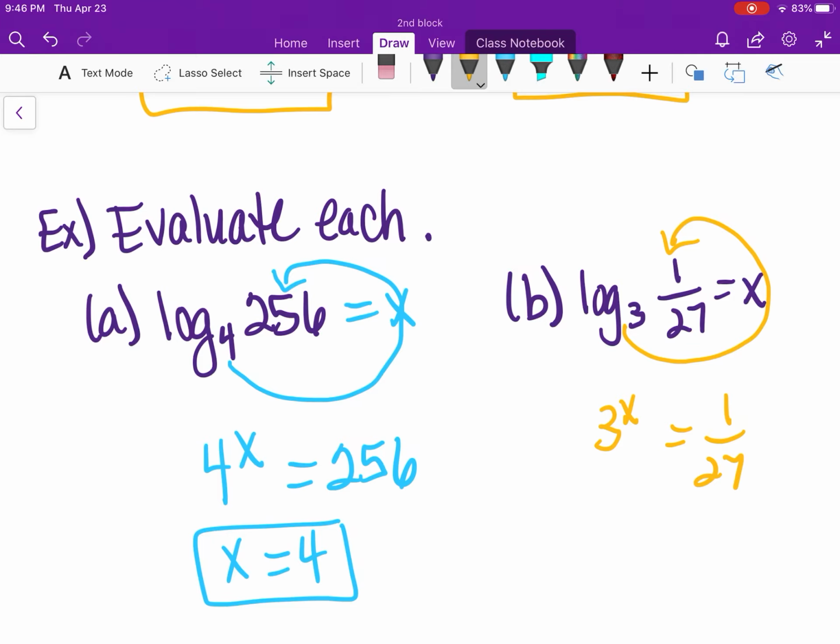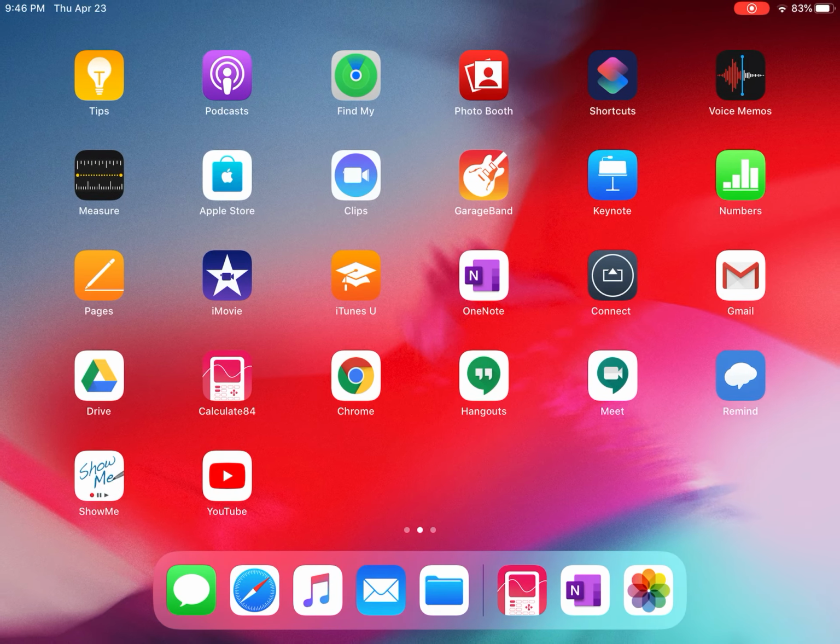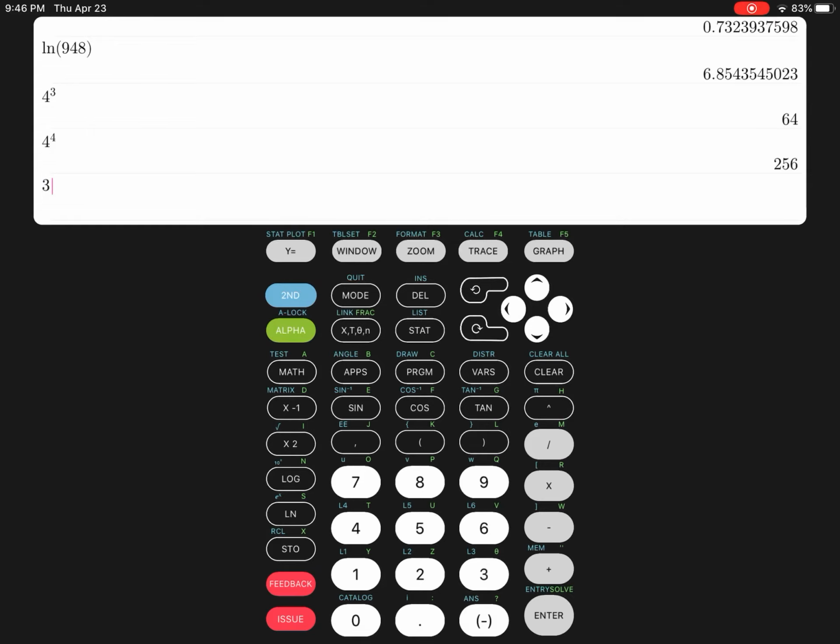Now, this one's going to be a little harder since it's a fraction, but if you remember from Algebra 1 and Algebra 2, for a number to become a fraction, it needs to have a negative exponent. So forget about the fraction for a second and try to figure out 3 to what power gives you 27. Well, 3 squared is 9, but 3 to the third gives me 27. So what if I make it 3 to the negative third?